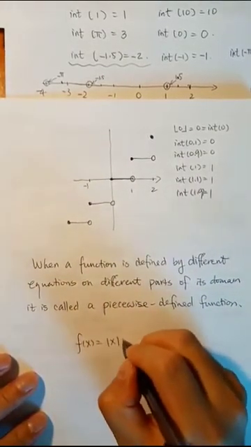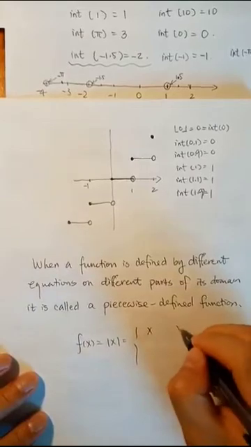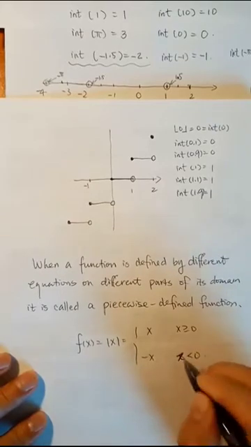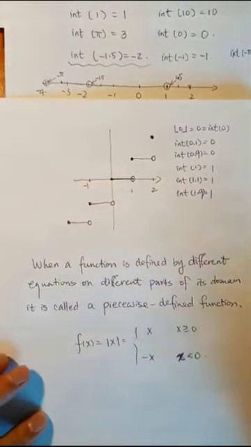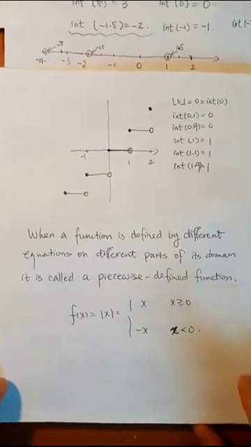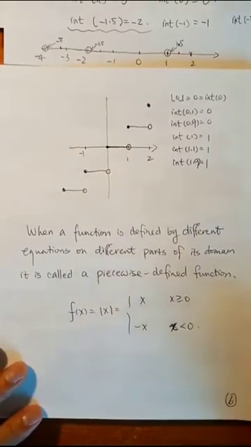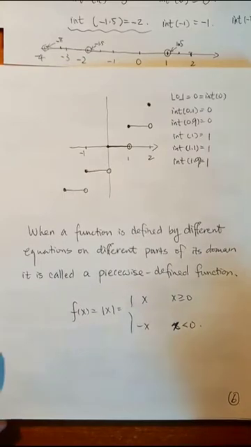Like the absolute value function, it is the best example. For the positive part, the formula is x. For the negative part, the formula is -x. So this is a piecewise defined function.